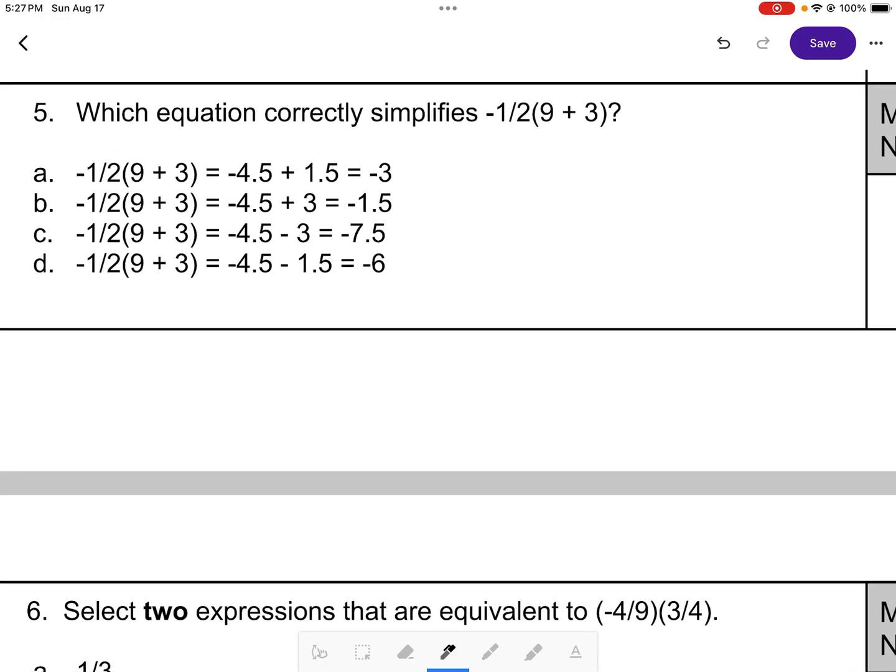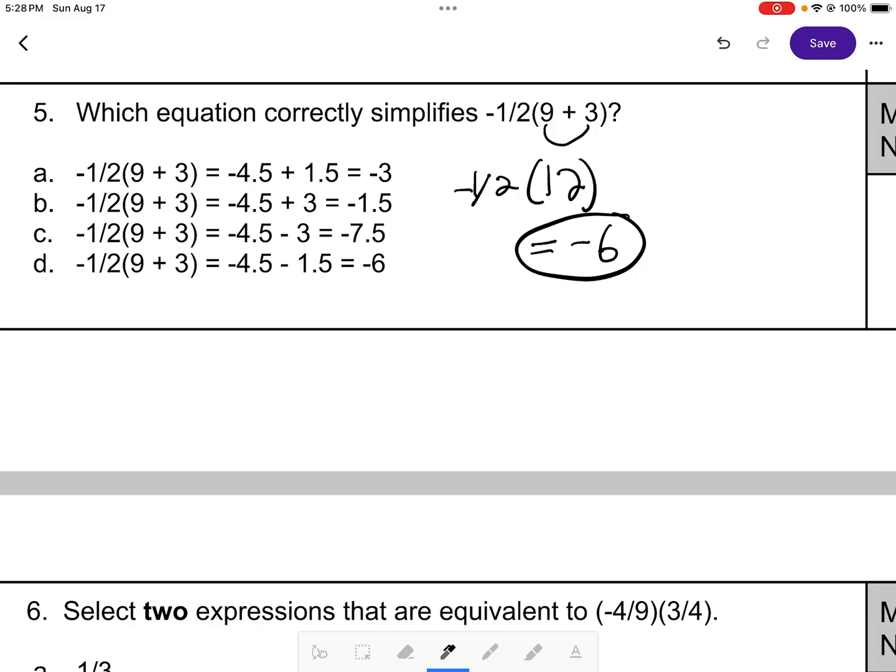Number 5 says, which equation correctly simplifies -1/2 times 9 plus 3? So when I have a problem like this, the first thing I want to do is just solve it the way I would solve it. You could do it however works best for you. I just want to solve it before I look at the multiple choice. So I know 9 plus 3 is 12. And I'm taking a -1/2 of 12. Well, I know that half of 12 is 6. And a negative times a positive is a negative.